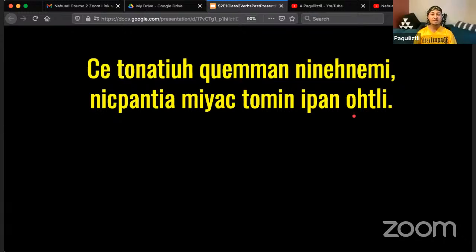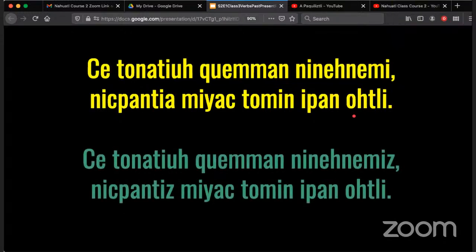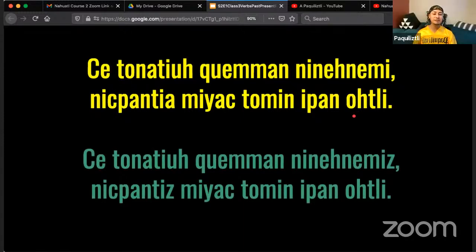Quali. So the only thing that I noticed though is that you said setonatis like tonati was a verb, but tonati is a noun. Unless I misheard you. But basically you got the rest of it correctly. So it would be kena. Setonati keman ninehnemis nihpantis miyak tomin ipanotli. One day when I will be walking, I will suddenly find a lot of money. I know it's a weird story, but trust me, this will make sense later.